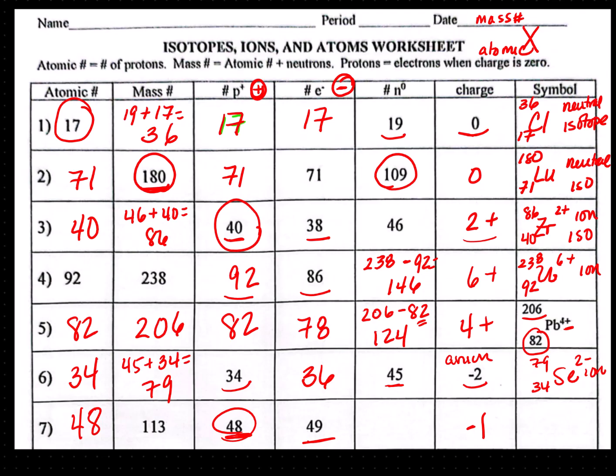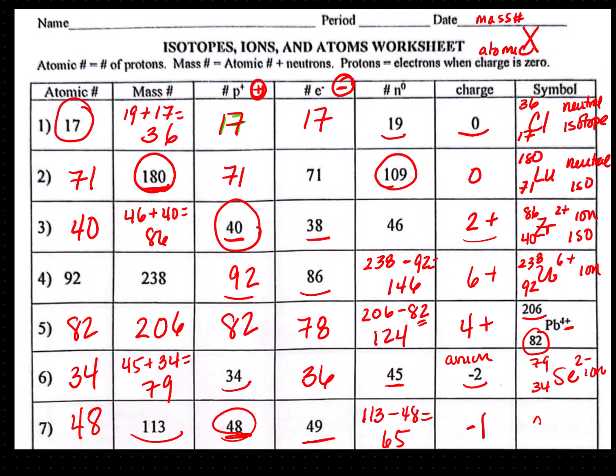The number of neutrons, you will use the mass number minus the atomic number. We do not use the periodic table because the mass number is given. So this is 113 minus 48, which equals 65.